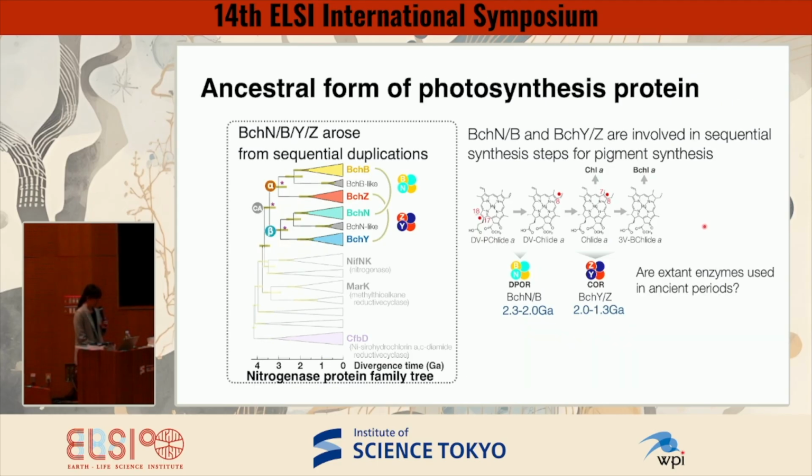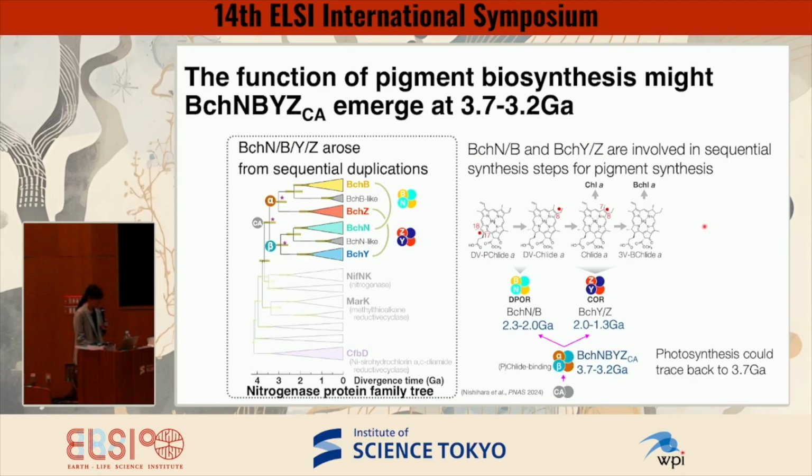Are extant enzymes used in the ancient period? Through the reconstructed tree, we found that those enzymes have a common ancestor here, alpha and beta, and then we could trace back photosynthesis to at least 3.7 billion years ago.